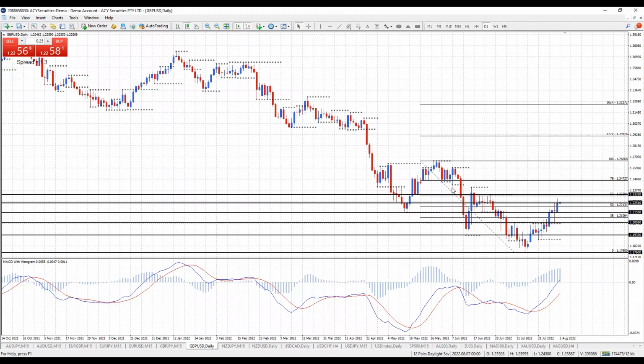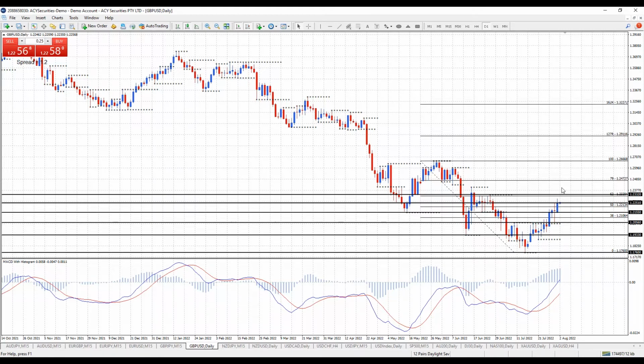Let me just get rid of that line a moment. 123.20, so within 12 pips of the daily resistance. Alright, so the daily trend is up, but that's just up because it's correcting the weekly trend. So I'm watching this area.